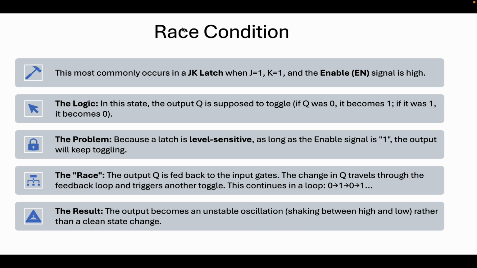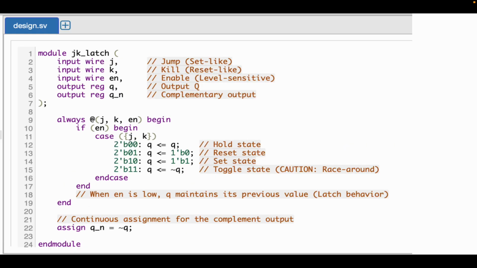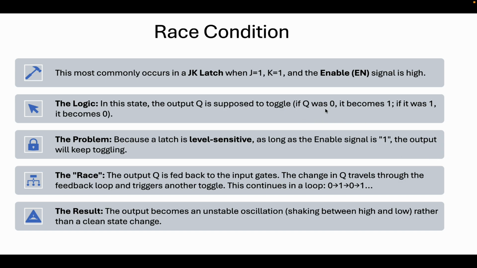What is race condition? It is very important to understand what is race condition. This mostly occurs in a JK latch when J is 1, K is 1 and the enable signal is high. In this state, the output Q is supposed to toggle. If Q was 0, it becomes 1. If it was 1, it will become 0. What they are trying to tell is, since we are giving the feedback, this loop will continuously repeat. If Q is 0, it will become 1, and if it is 1, it will become 0.